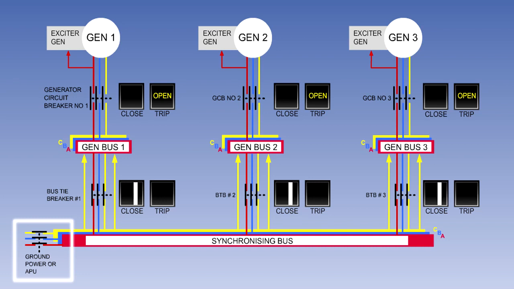Because the APU runs at a constant speed, its generator does not need to be driven through a constant speed drive unit. The APU generator cannot normally be paralleled with the engine-driven generators, and can be connected only to the bus bars when no other source is feeding them.